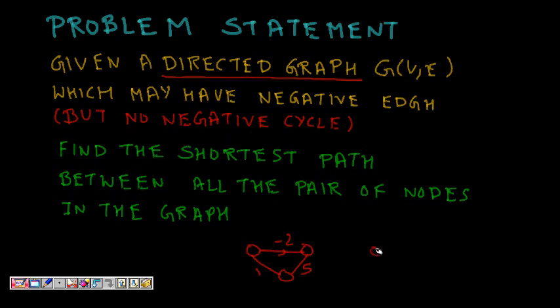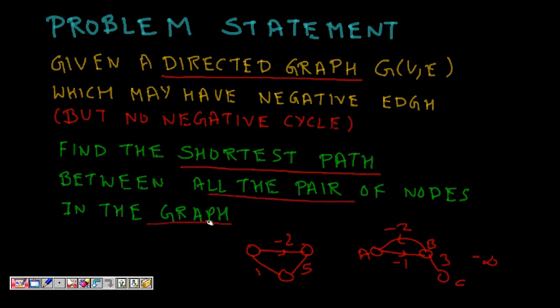Why? Because if I have a negative cycle, let's say this is -1, and here I can go again -2, and this is 3. So I can go from A to C with the cost -infinity, because I can keep on moving in this cycle an infinite number of times. So my shortest path will be -infinity. So this should not be there in the graph, but it can have negative edges. Our question is, find the shortest path between all pairs of nodes in the graph.